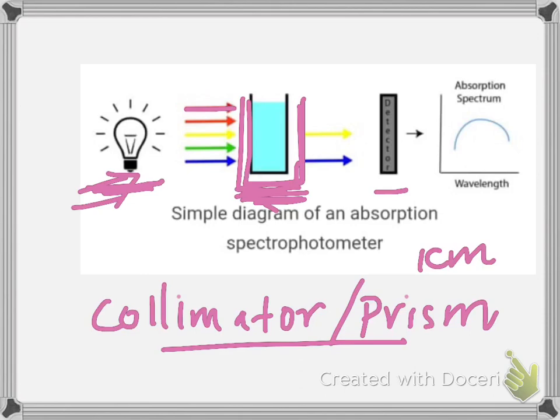A cuvette with 1 cm width has a path length of 1 cm. This is used for the calculation, so it is important. When we are selecting a cuvette, it should have a 1 cm path length.